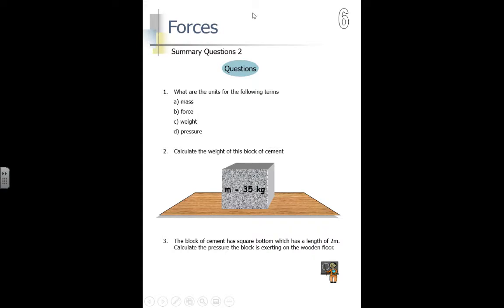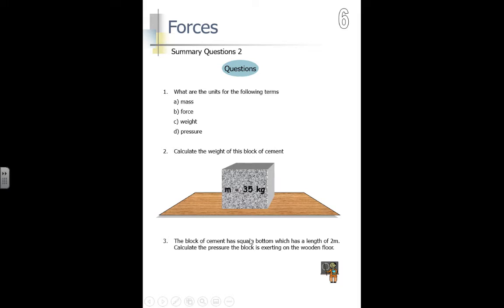What you can then do is, again, in your jotter or on a piece of paper, have a look at these questions. What are the units for the following terms? So what's the unit for mass, for force, for weight, and for pressure? Calculate the weight of this block of cement. So its mass is 35 kilograms. What would its weight be on Earth? If you can't remember the gravity constant, you can Google it. I think it's about 9.75.